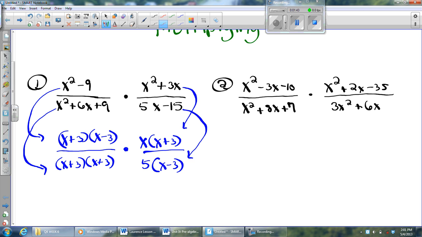All right. So now we are going to go ahead and simplify whatever we can. Remember, we're going to simplify vertically on both sides, and then we'll go diagonally down to the right and up to the right if we can.